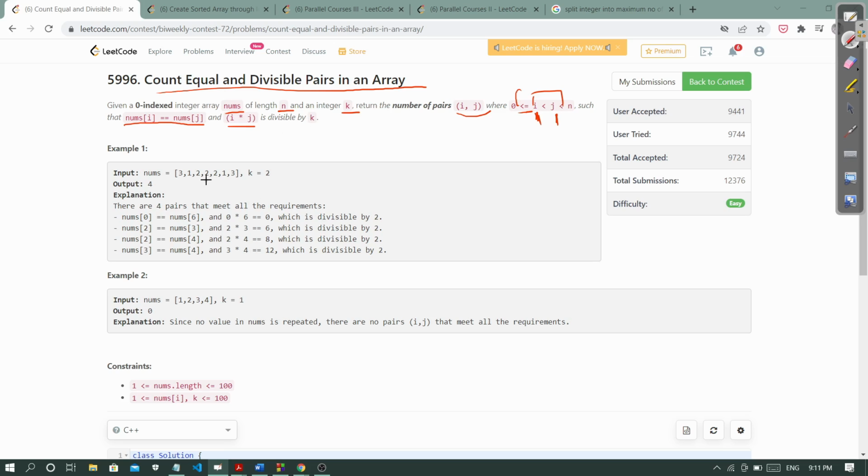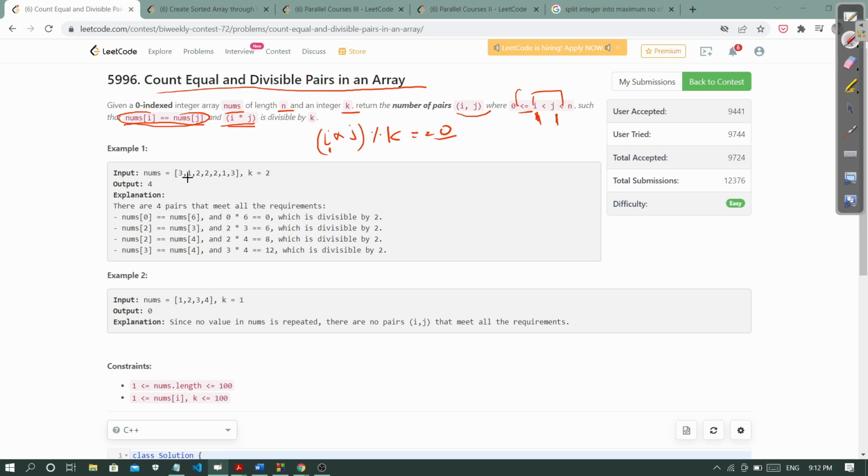So basically we have to find the pairs in which both elements are equal and this condition is satisfied: the index i of the first element in the pair multiplied by the index j of the second element, when divided by k, gives the remainder 0.